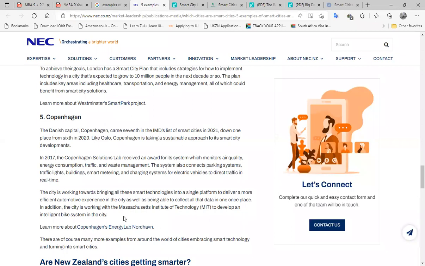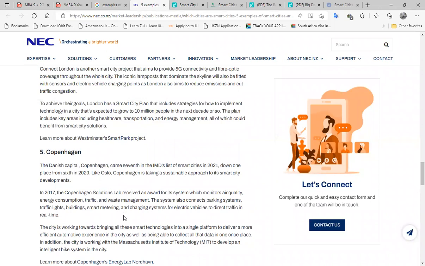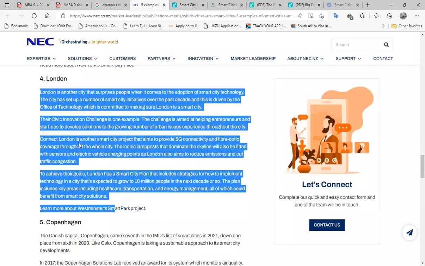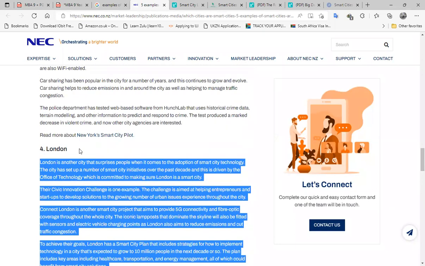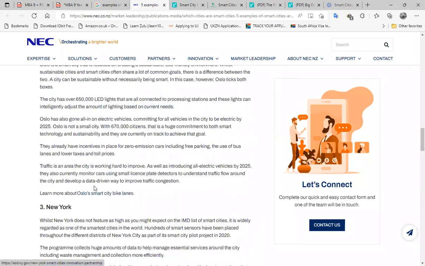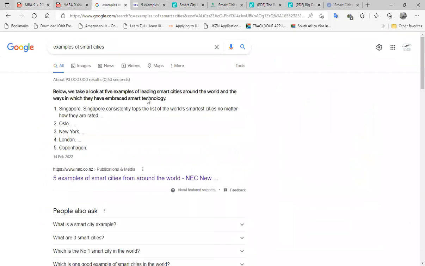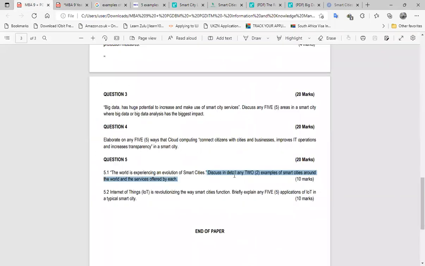So basically, I don't have time to go through this one. I don't know by heart. London is a good smart city, but I think you can find time later to go read wherever you find, so that at least you can. Because here they want you to discuss. Can you see? Discuss in detail the two.